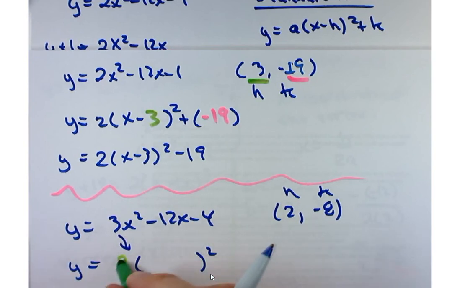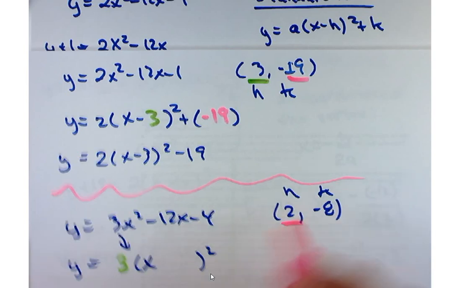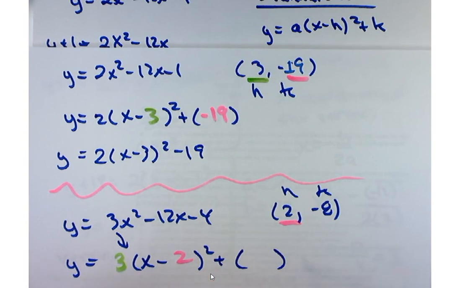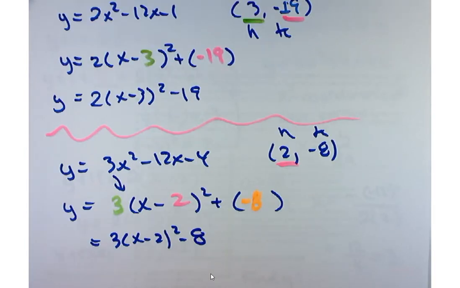All right, so let's put the 3 out in front. And then I'll have an x. And then what? Minus 2 squared plus negative 8, or better yet, minus 8. So 3 times x minus 2 squared minus 8. Wow, that's kind of cool. That's a nice savings of time. So if you pick up on that, that's great.